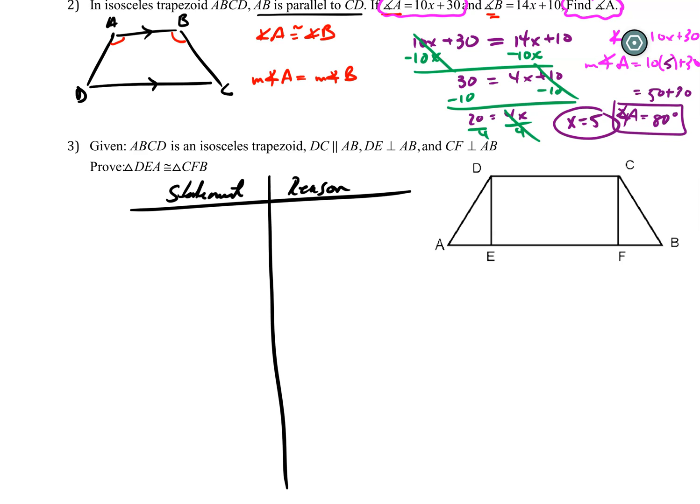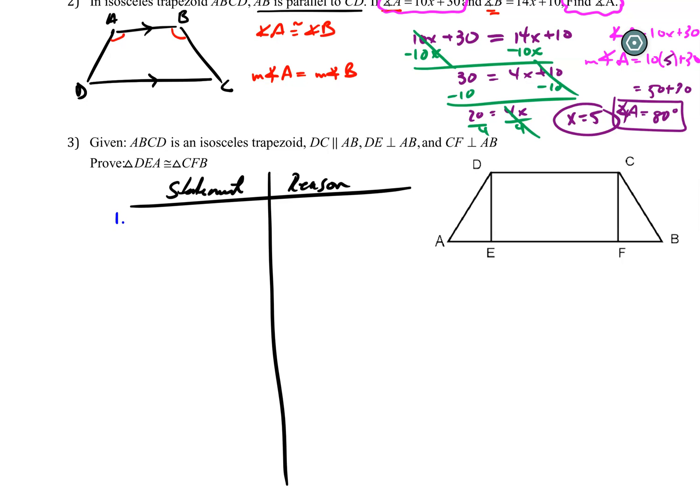And we're going to do this just like we would any of the triangle congruency proofs. We're going to systematically go through and try and prove whatever we're asked to prove. So first thing we're going to label is our first given here, which is ABCD is an isosceles trapezoid. And that's an important one because that gives us a lot of information.